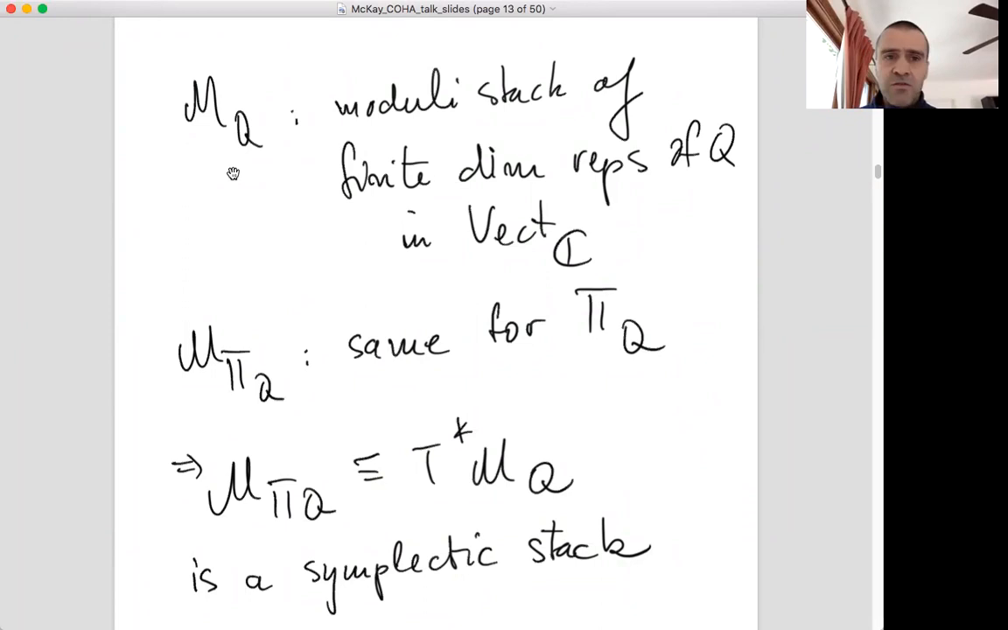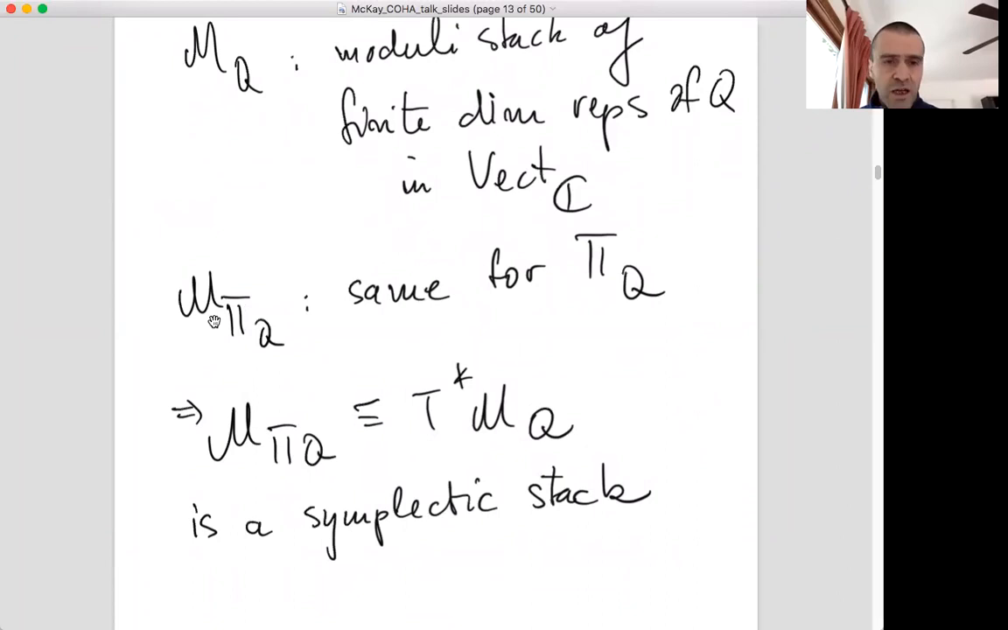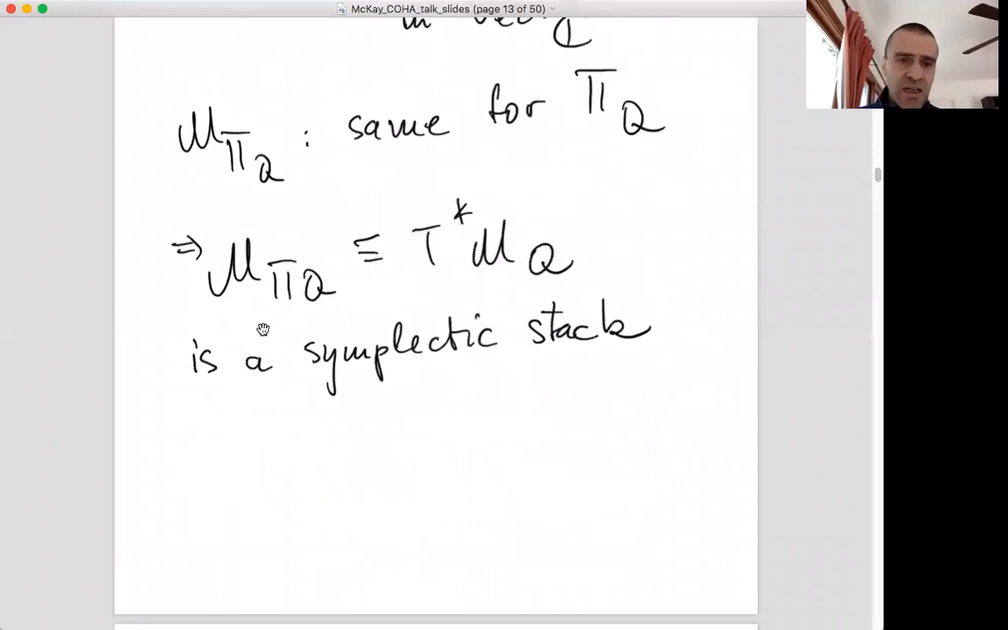So in terms of notation, MQ will be the moduli stack of all finite dimensional representations of Q in complex vector spaces, the category of complex vector spaces. M pi Q will be now the same for the associated preprojective algebra. And then what happens is that M pi Q turns out to be isomorphic to the total stack, if you want, the cotangent bundle of MQ. And this is a symplectic stack.